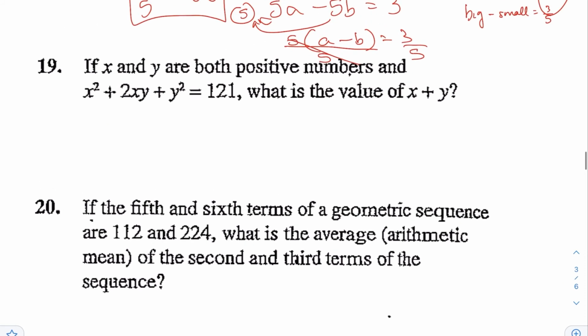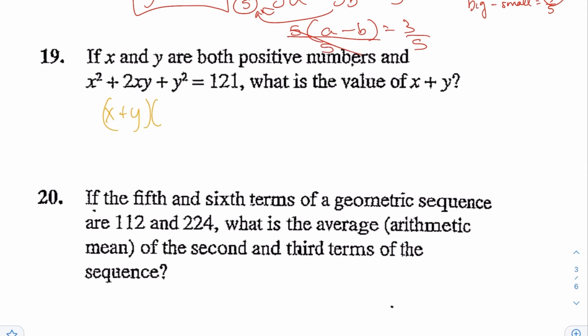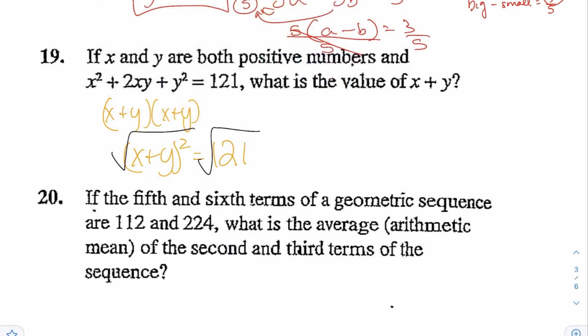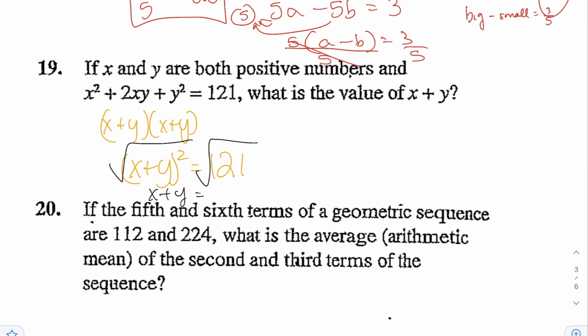All right, next for number 19, if x and y are both positive numbers and x squared plus 2xy plus y squared is equal to 121, what's the value of x plus y? We actually saw that before, but this is one of your perfect squares. This is x plus y times x plus y. You can always FOIL it to double check. You can also rewrite this as x plus y in parentheses squared is 121. From here, you can take the square root, and you get that x plus y is equal to 11.